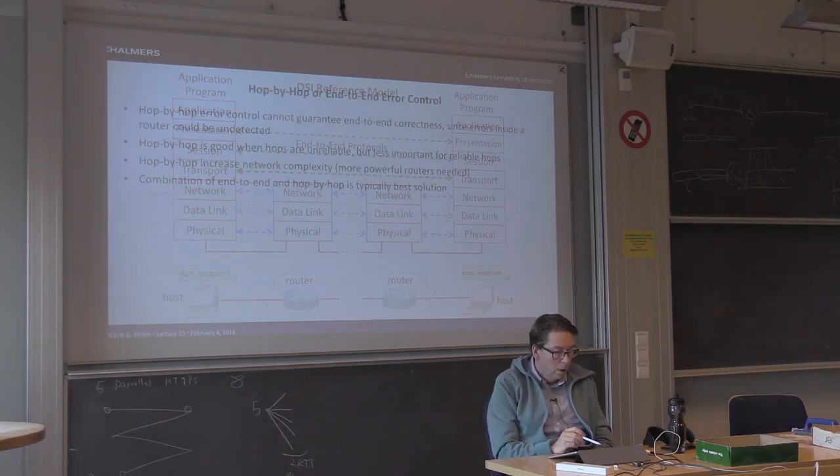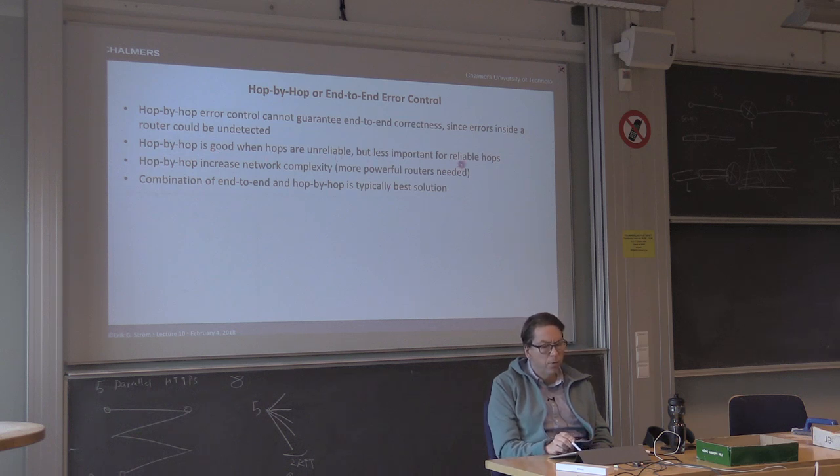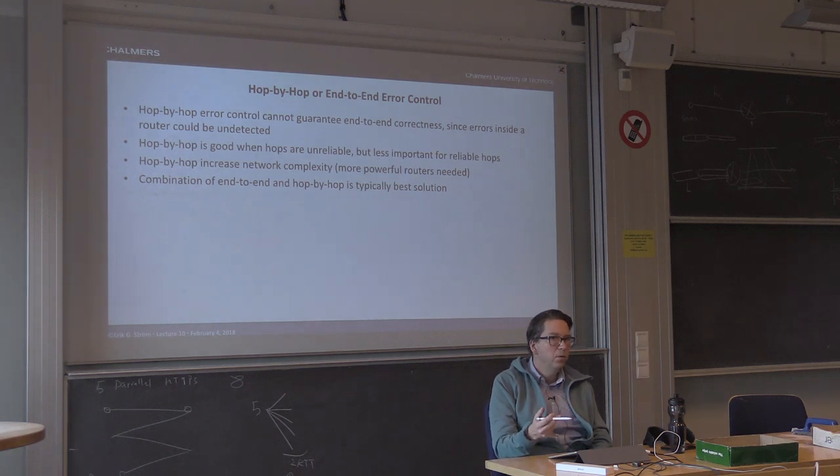Okay. So hop-to-hop error control is good when hops are unreliable, but it's less important for reliable hops, because then basically if no errors occur or they occur very seldom, maybe the investment into error control on a hop-to-hop basis is just overkill. It costs more than what we gain.